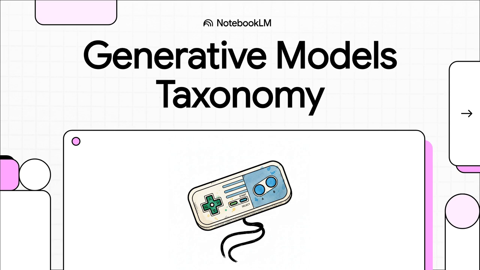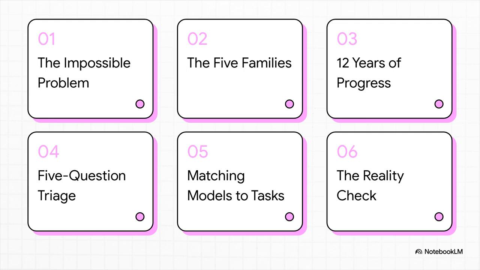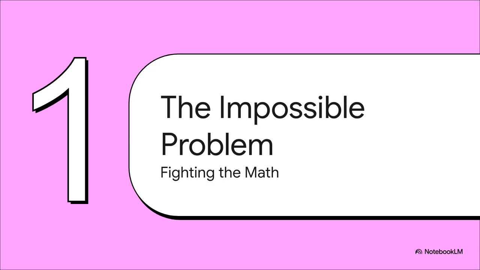By the end of this explainer, you'll be able to look at literally any new generative model and instantly understand exactly how it works under the hood. Okay, let's dive right into this. Here is our roadmap for today. We'll kick things off with the impossible problem, then break down the 5 families, walk through 12 years of progress, equip you with the 5-question triage, talk about matching models to tasks, and finally, do a reality check on inference costs.